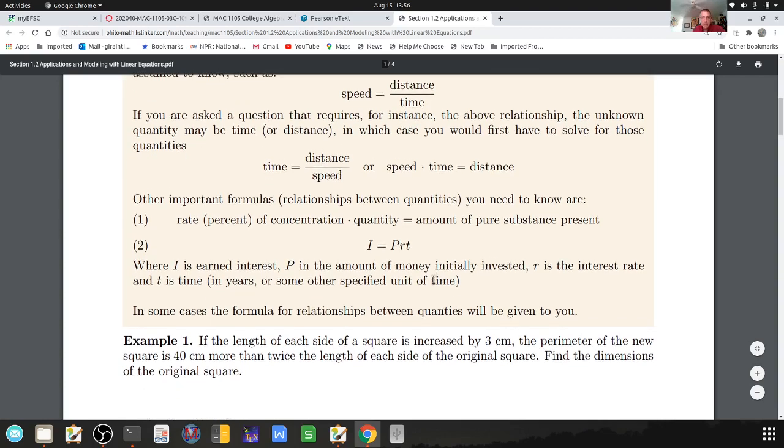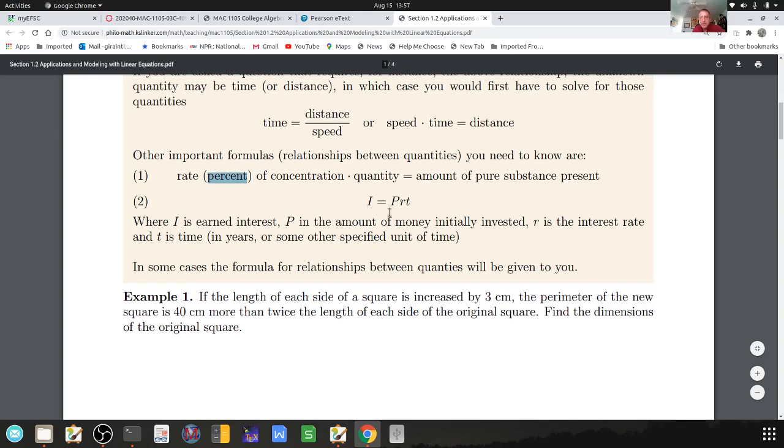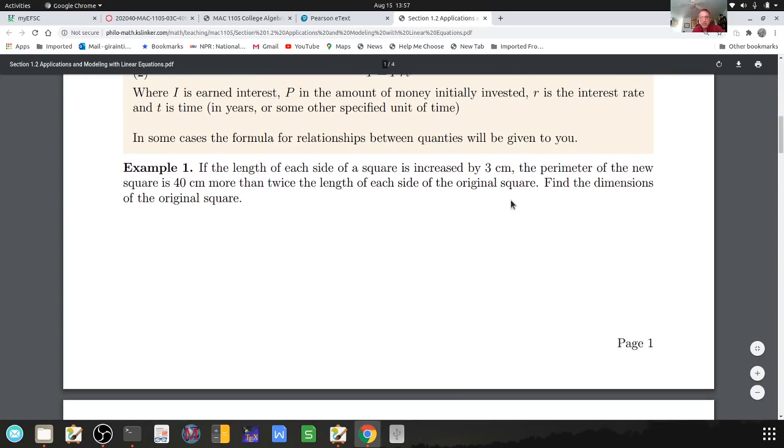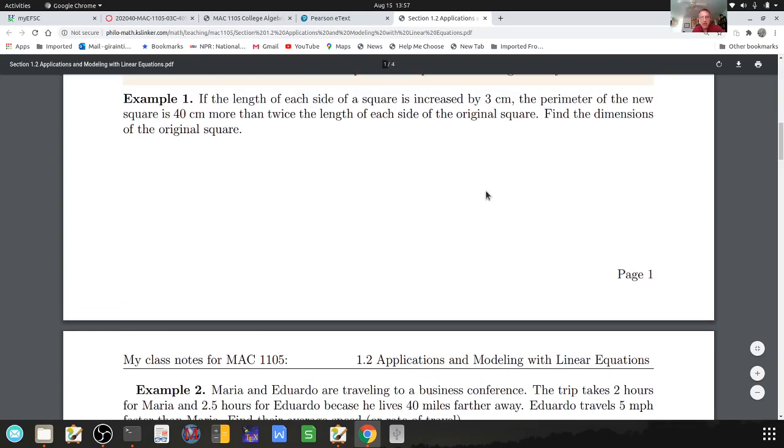Another guiding equation is that the percent of a concentration times the quantity of that concentration. Here I say rate times quantity. Really it's just percentage, or strength, is equal to the amount of pure substance present. And another is that interest is equal to principal times the interest rate times the time in years. So we have 4 and we're going to tackle all of them.